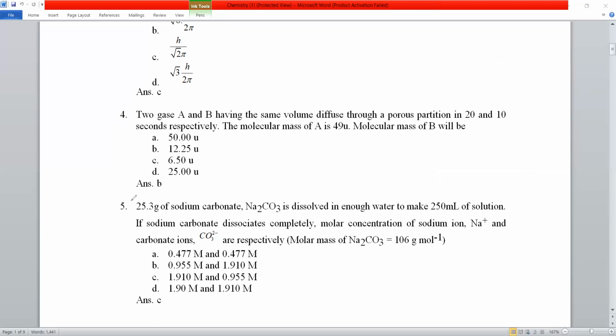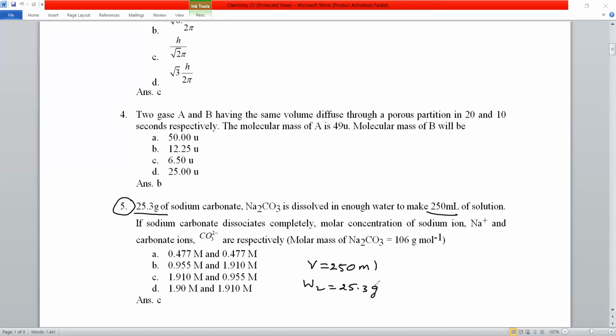Question number 5. 23.5 grams of sodium carbonate dissolved in enough water to make 250 ml of solution. So volume V is given as 250 ml of solution. Then the given weight W2, how much have they given? 25.3 grams, students.